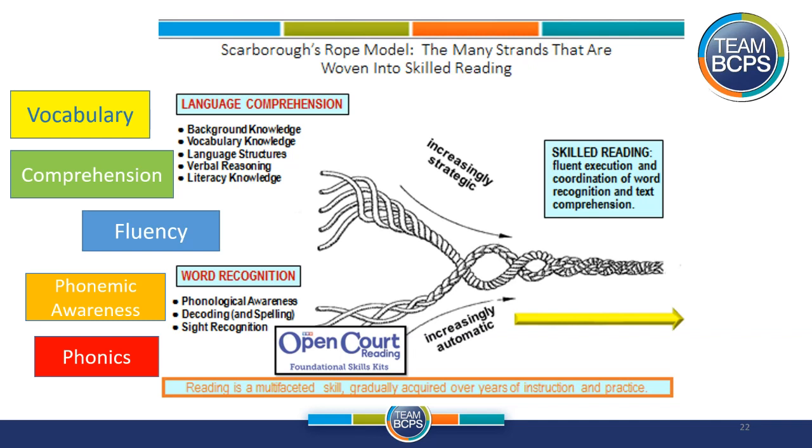Now, of course, you can see if I loosen or weaken even one of the strands, as a reader, my reading is impacted and I'm not able to have that skillful, coordinated approach to text. It's important, though, as teachers, that we understand exactly which of these strands, and sometimes it's multiple, needs that specific support so that we can be explicit in repairing that and going back to becoming skillful, strategic readers.